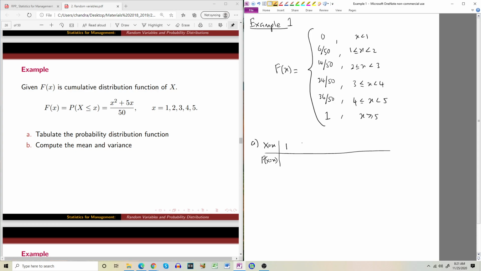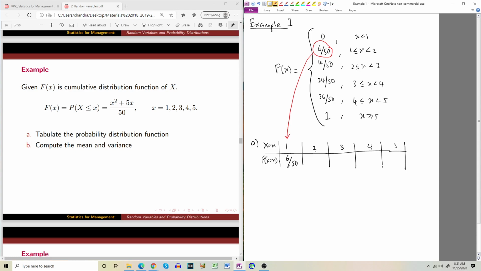Start from 1, 2, 3, 4, 5, all together 5. So the 1, you immediately take this one, write it here, you will get 6 over 5.